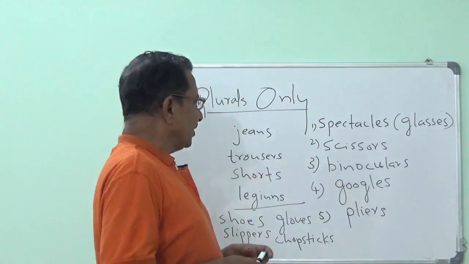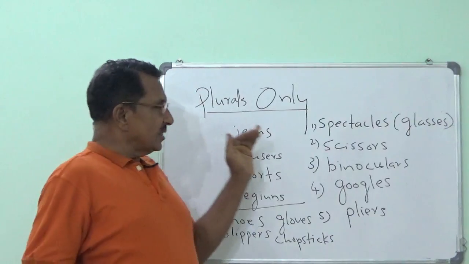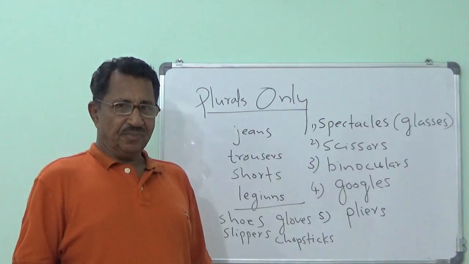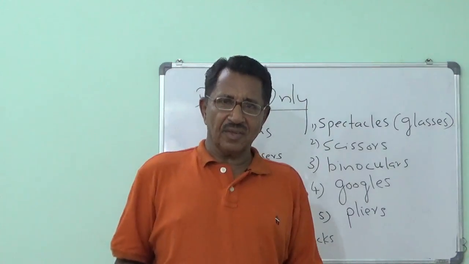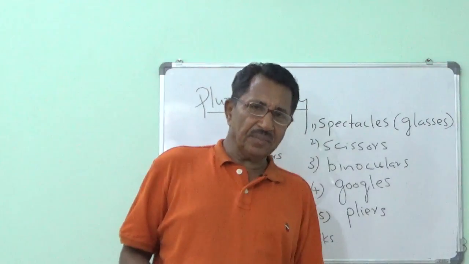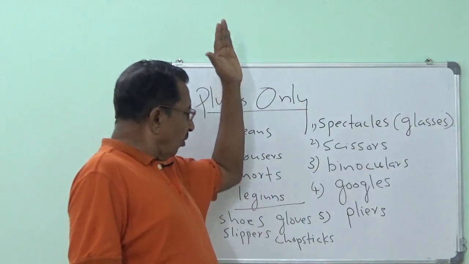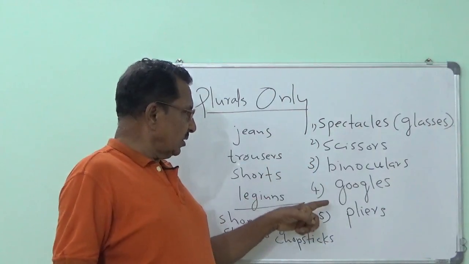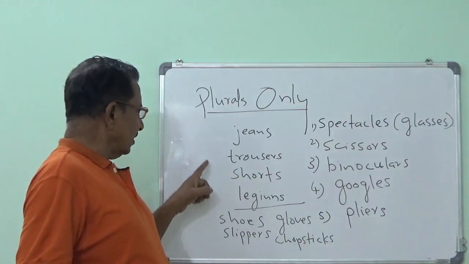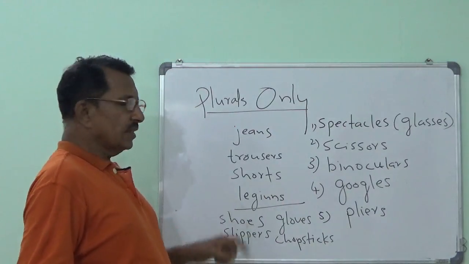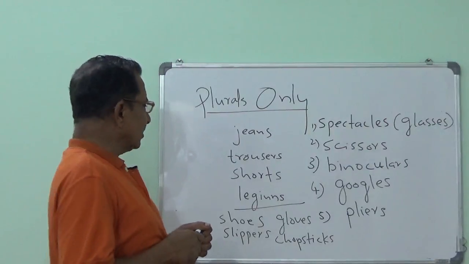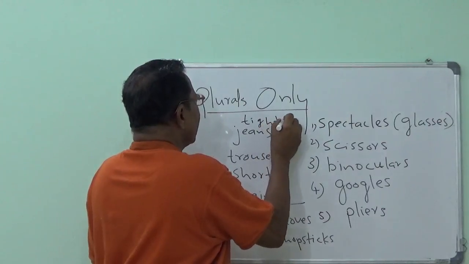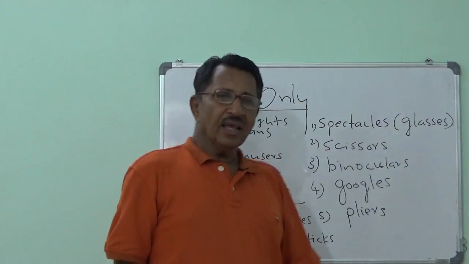Understand that? That's okay. So here remember, there are some words, names of things, meaning nouns. Nouns mean names of things. There are some nouns that are always plural, like spectacles, scissors, binoculars, goggles, pliers, jeans, trousers, shorts, leggings. Tights, sometimes we use tights now. Tights and leggings. Tights are used by boys.